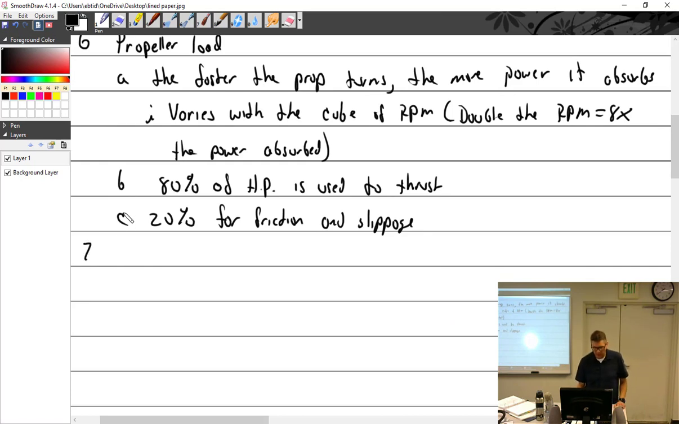What do you mean by double the RPM, 8 times? So if you went from 1,000 RPM to 2,000 RPM, the propeller is going to have to absorb 8 times the amount of power. Power is the wrong word because the engine didn't go 8 times the power.